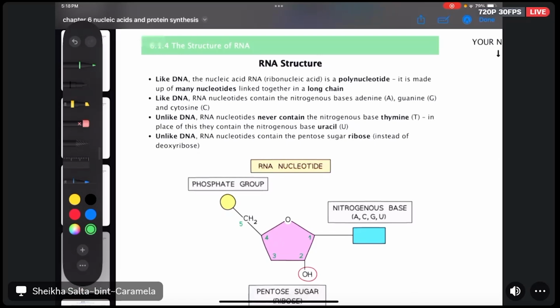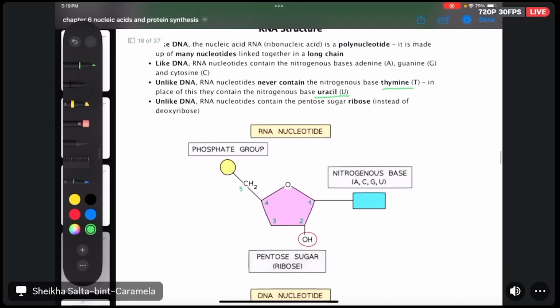Next, we have RNA structure. RNA structure is similar to the DNA structure, but we all know that RNA is a single-stranded polynucleotide, and it is made up of, again, many nucleotides linked together in a long chain. Also, like DNA, RNA nucleotides contain nitrogenous bases. So adenine, guanine, and cytosine are the same as in DNA. But unlike DNA, RNA nucleotides never contain the base called thymine. In place of thymine, there is another nitrogenous base, which is called uracil.